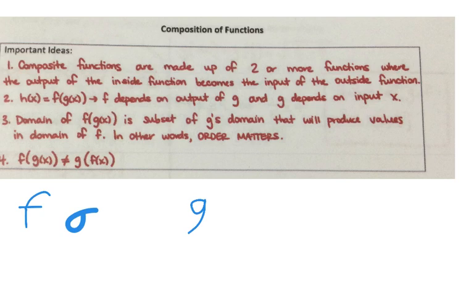So here are the notes. Composite functions are made up of two or more functions where the output of the inside function becomes the input of the outside function. Yeah, makes sense. H of x being f of g of x, f depends on the output of g, and g depends on the input of x. The domain of f of g of x is a subset of g's domain that will produce values in the domain of f. In other words, order matters.